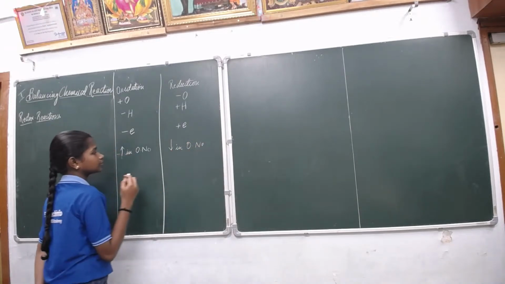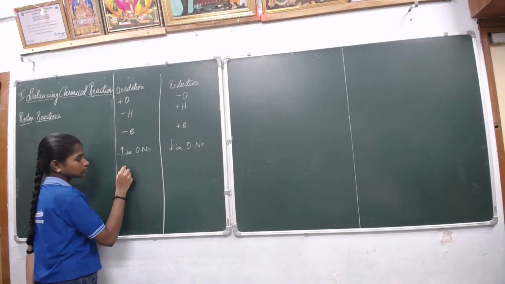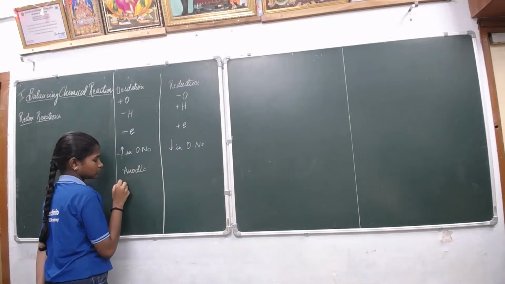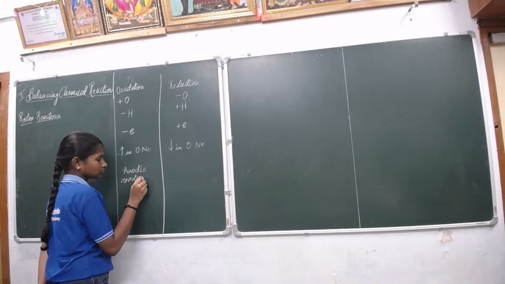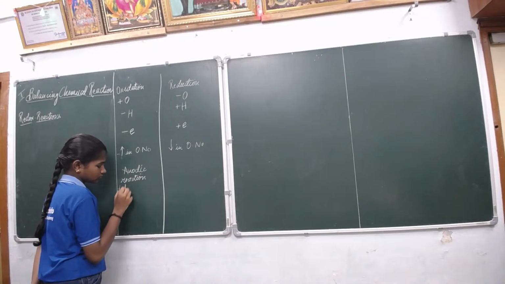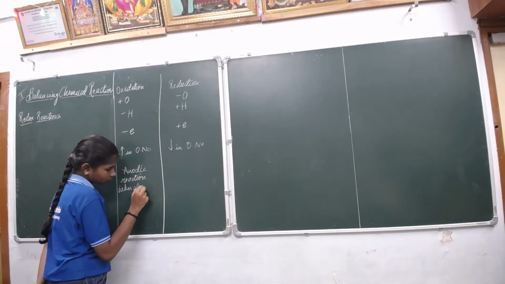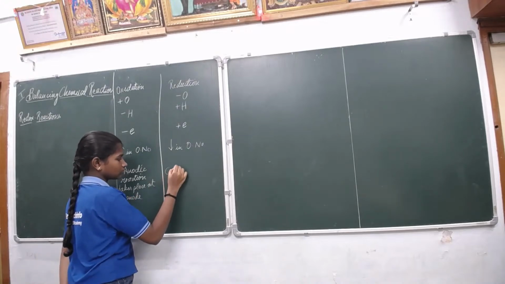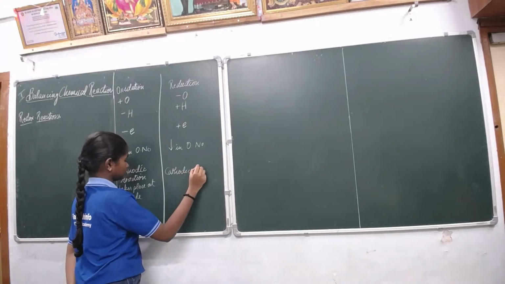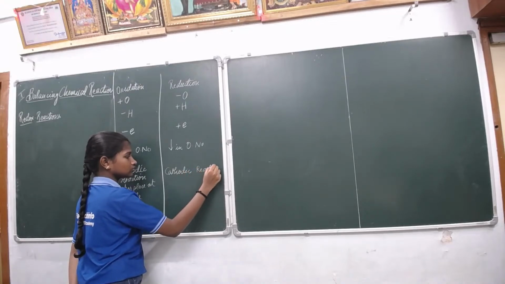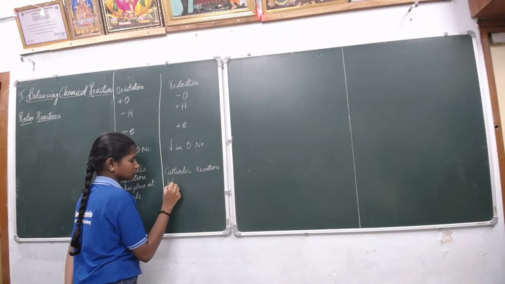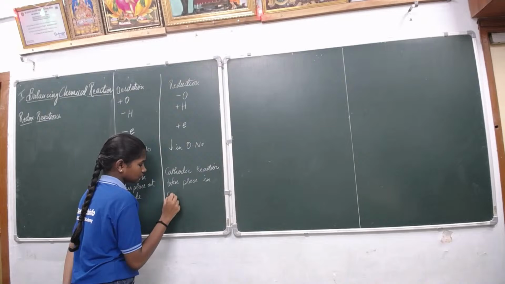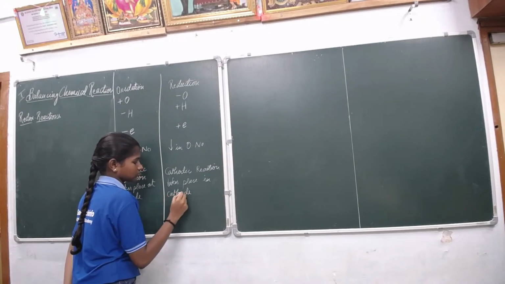Then oxidation is the reaction that occurs at the anode. So you can put anodic. So it is an anodic reaction. Oxidation is nothing but an anodic reaction that takes place at the anode. And similarly, reduction is cathodic. So cathodic reaction. Right?